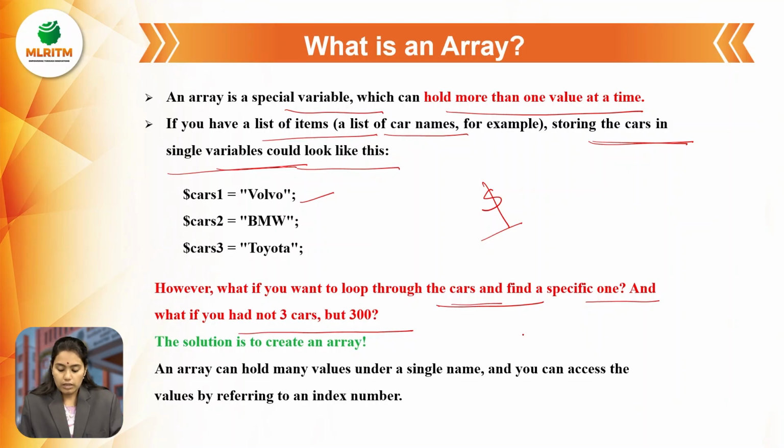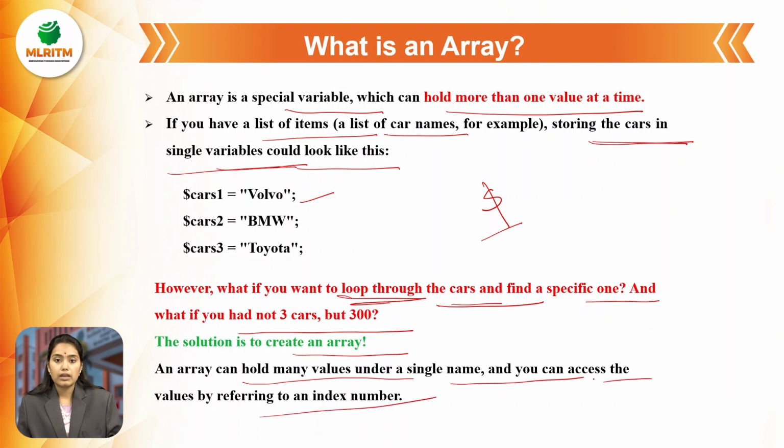So here we can use loop statements. If you use loop statements according to the increment and numbering, we can get the 300th value of the car. So the solution is to create an array. An array can hold many values under a single name, and you can access the values by referring to an index number.